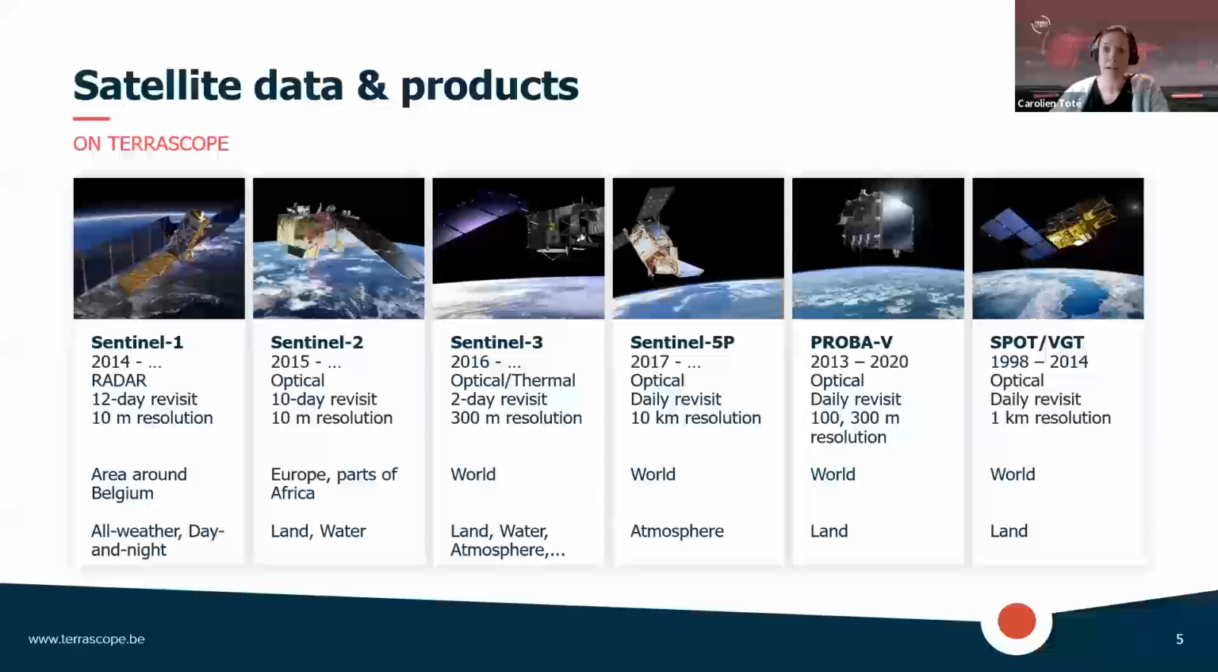So what are the satellite data and products that are available on Terrascope? So these are the products derived from the Sentinels. Sentinel-1 is a synthetic aperture radar imager. We have products available for the area around Belgium. There is Sentinel-2, a high-resolution optical sensor. We have data for Europe and parts of Africa. And then there is global data from Sentinel-3, on which I will focus in this webinar, and Sentinel-5P, which is dedicated to monitoring the atmosphere. And also the archives, as I said before, of PROBA-V and SPOT-VGT products are available on Terrascope.